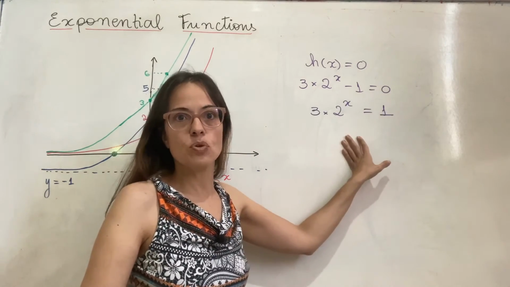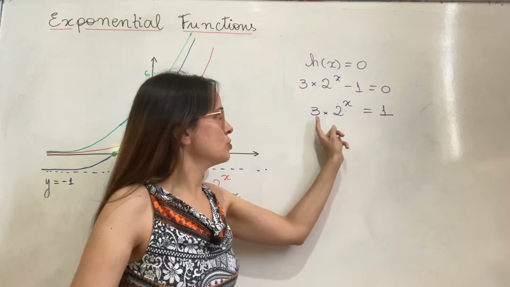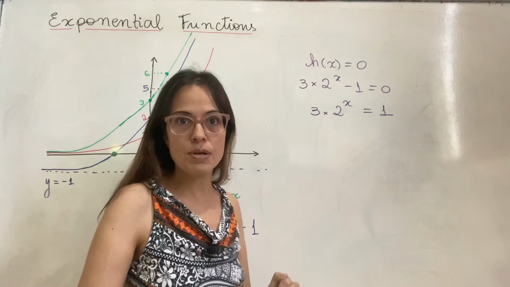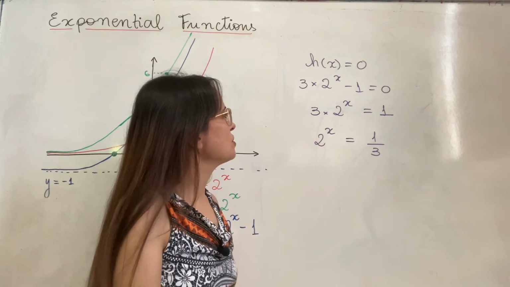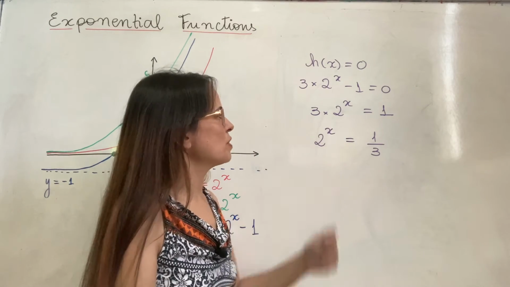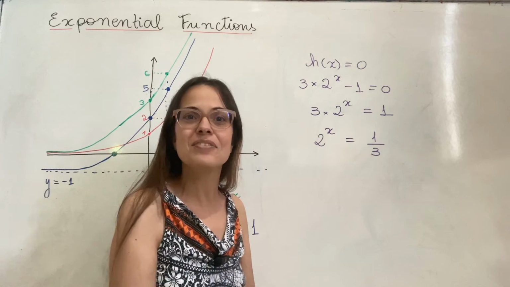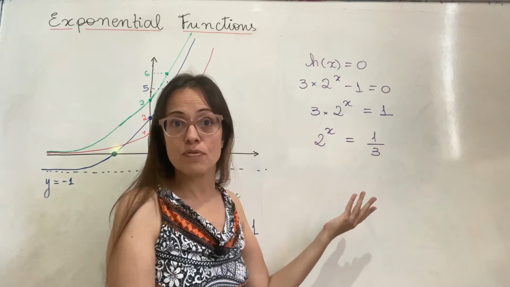Again, here, because of the order of operations, we do need to deal with the 3 first, so we're going to divide both sides by 3. And if you can't think of a number that when you put 2 to the power of that number, then the answer is 1 over 3, well, yeah, I can't either. That's what logarithms are for.